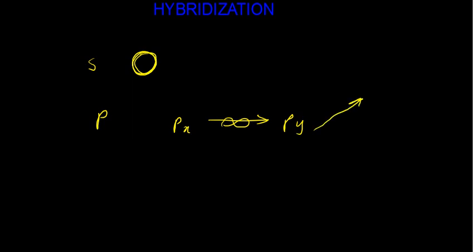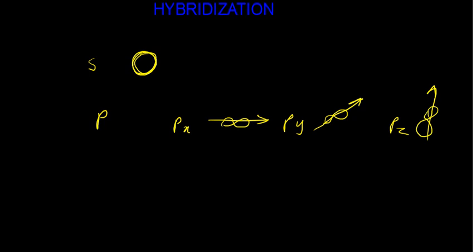When we are talking about hybridization, the s orbital is simply like an oval. The p has 3 suborbitals. We have the px, which is along the x-axis, the py, which is along the y-axis, and the pz, which is along the z-axis. These are the 3 suborbitals which we have.